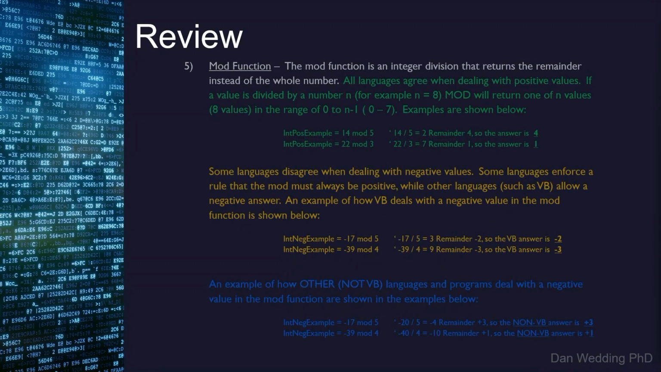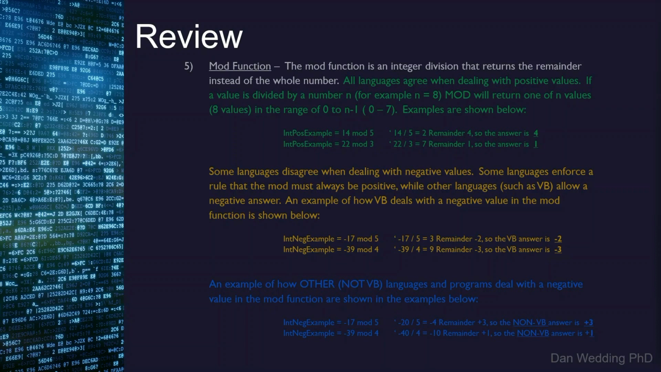The mod function is an integer division that returns the remainder instead of the whole number. All languages agree when dealing with positive values. If a value is divided by a number, n, for example n equals 8, mod will return one of n values, one of 8 values, in the range of 0 to n minus 1, 0 to 7. Examples are shown below.